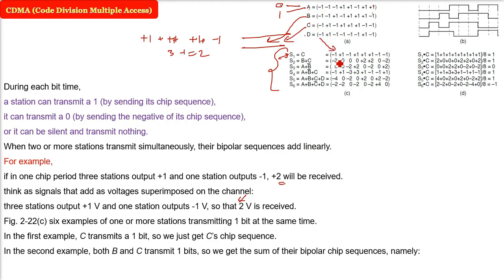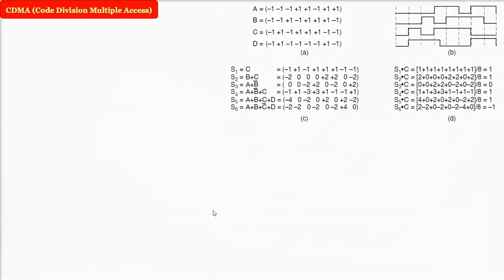In the second example, S2, both B and C are transmitting 1. So we will take the pairwise combination and addition of these chip sequences. How do you do it? -1 and -1 is -2. -1 and 1 is 0. So on, and the last one is -1 and -1, which will be -2. You got the idea? You multiply and then write, add and then write. This is how. And finally, you write the sequence.